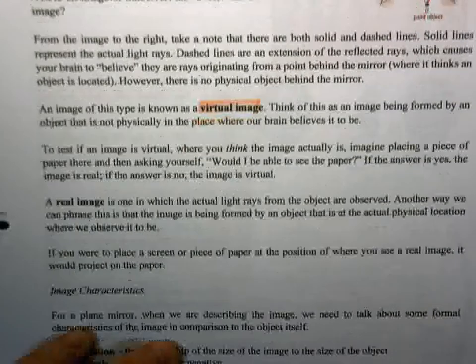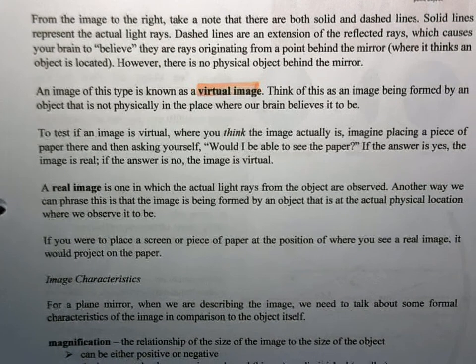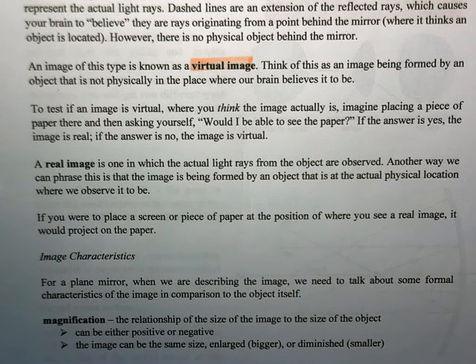To test if something's virtual, we'd imagine placing a piece of paper where the image is, and then we'd ask, could we see that paper? If we looked at ourselves in the mirror and we see our image, it looks like it's behind the mirror. If we placed a piece of paper behind the mirror, we wouldn't see that piece of paper. So what that tells us is that the image we're seeing is virtual. The light rays are not actually emanating from behind the mirror. They're emanating from somewhere else, the actual physical object.